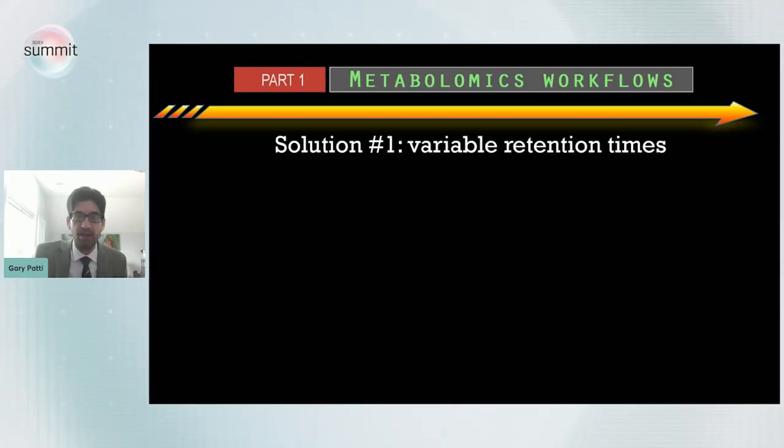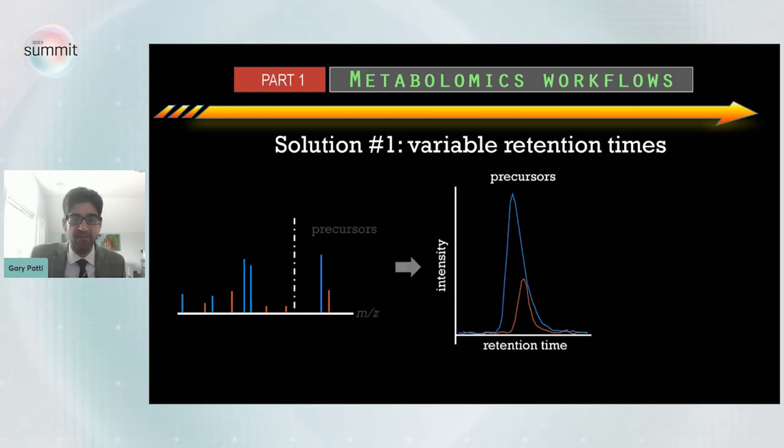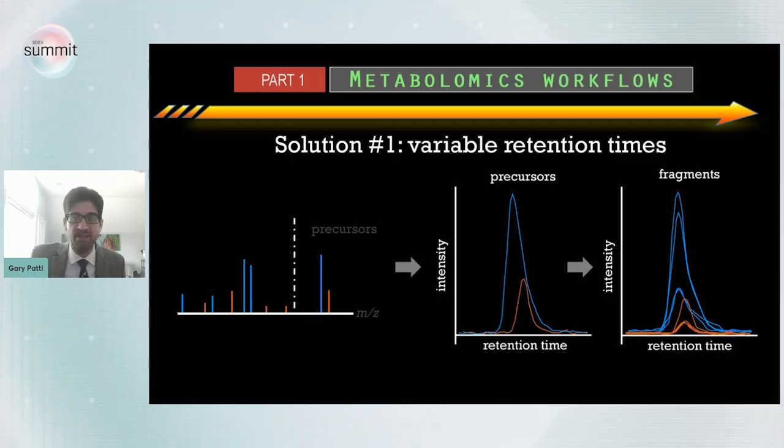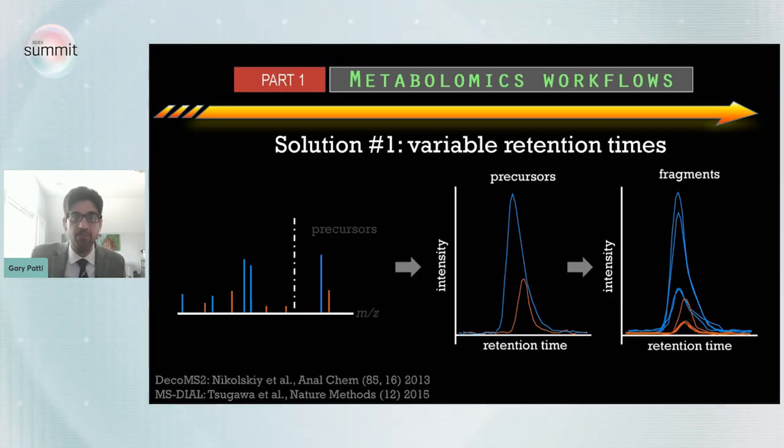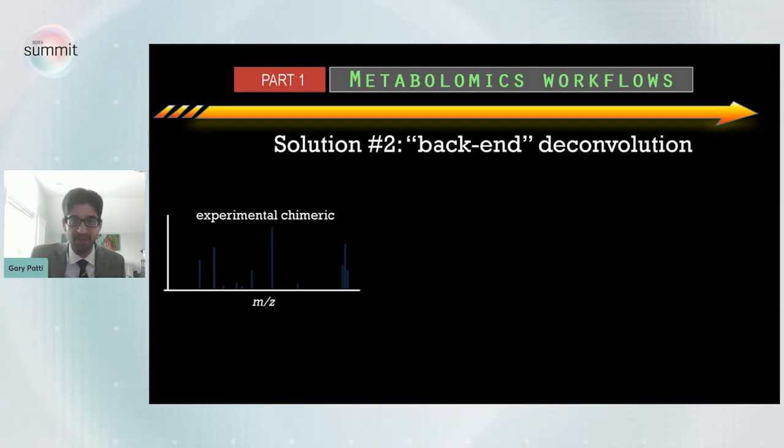So what do we do? There are a couple of ways to solve this. One way is to use variable retention times. This technique relies on the fact that your precursors are going to have slightly different retention times. Because your precursors have slightly different retention times, your fragments will too, and you can therefore deconvolute them. This has been published by several groups, but most notably MS-DIAL is employing this technology. There are some challenges associated with retention time deconvolution. It doesn't always work, and it does depend upon using the right chromatography.